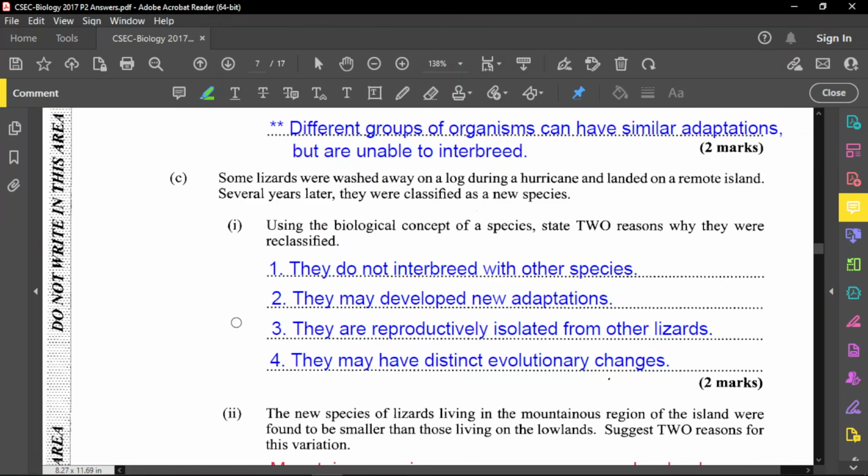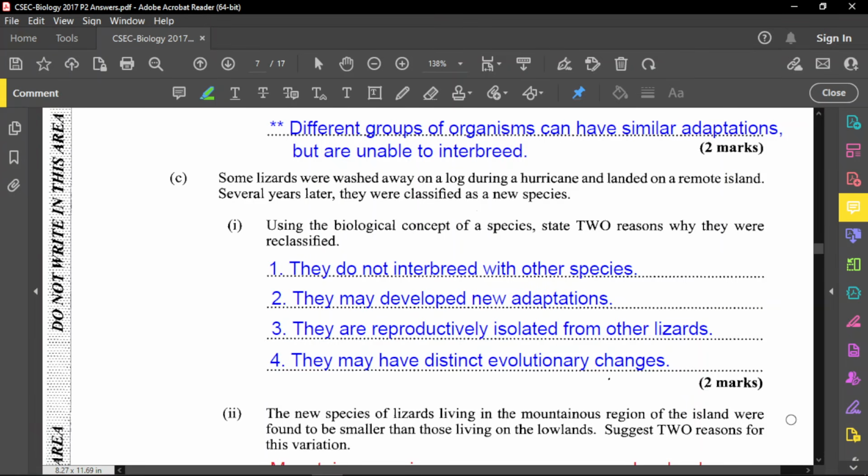A fourth reason here is that they may have distinct evolutionary changes. And they kind of match up with number 2 if you realize it, because adaptation is pretty much intertwined with evolutionary changes. So the changes that they may adapt over the years may not allow them to reproduce and produce viable offspring with other lizards. And so, yes, you have to reclassify them as a new species.